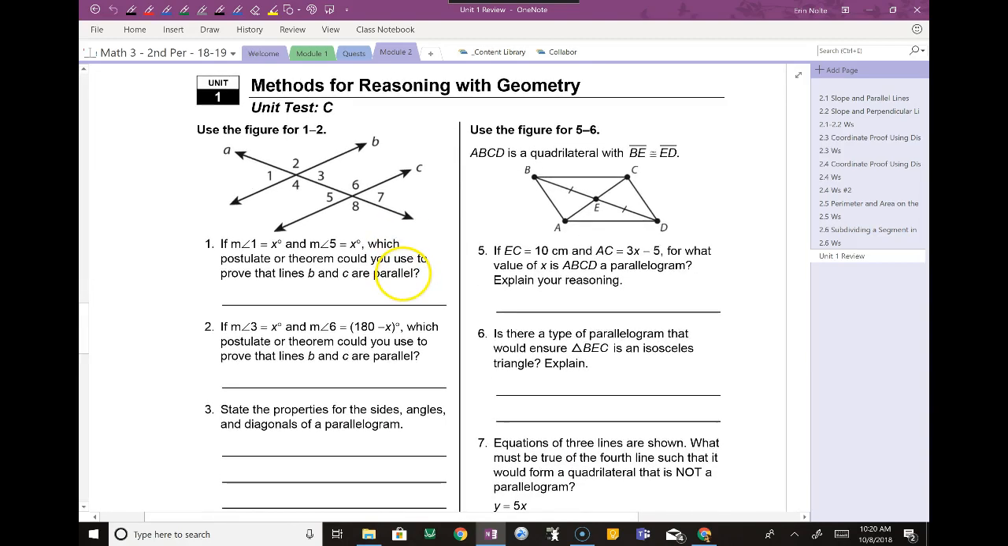Question 1 says we have angle 1, which is going to be x. So this is that angle, and if I have angle 5, that's also x. Basically what it's saying is these two angles are congruent. They're both equal to x. It says, which postulate or theorem can we use to prove that the two lines are parallel? If you compare these two angles, they are corresponding angles. So it would be by the corresponding angle theorem.